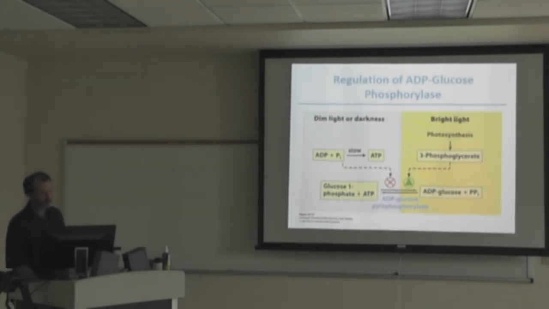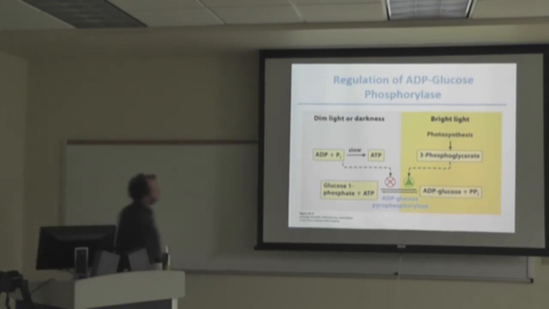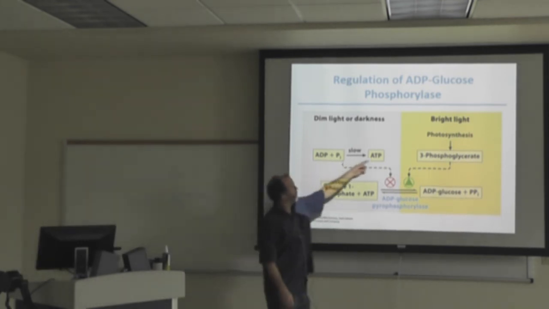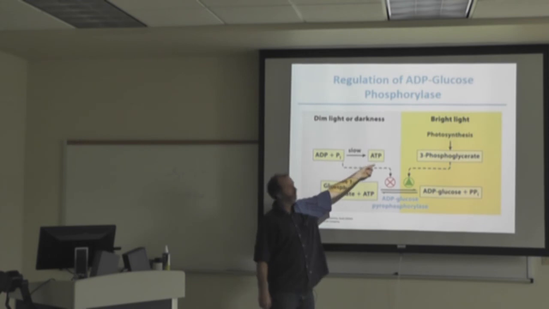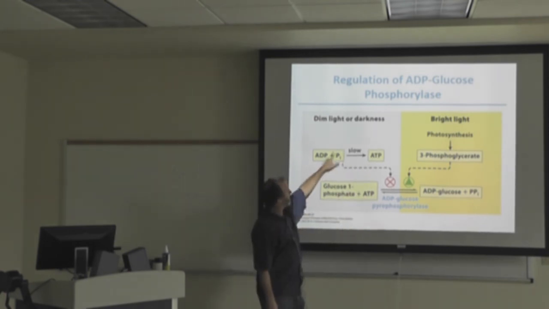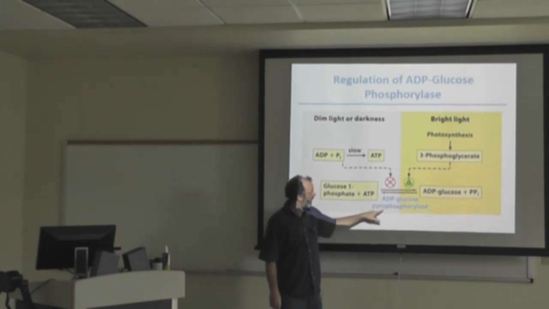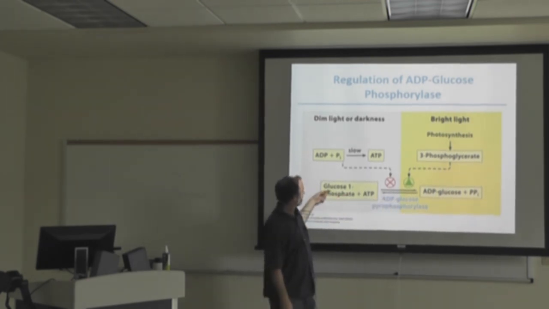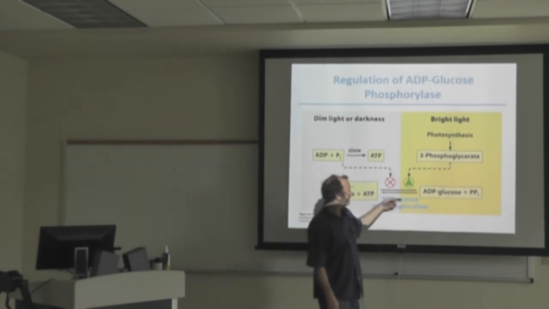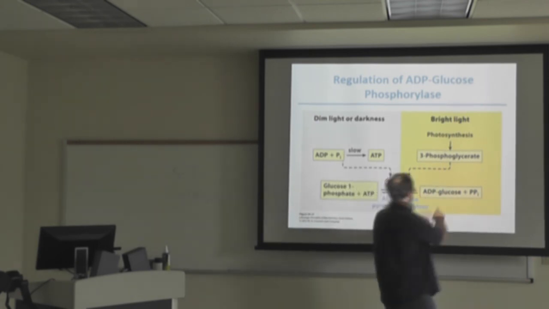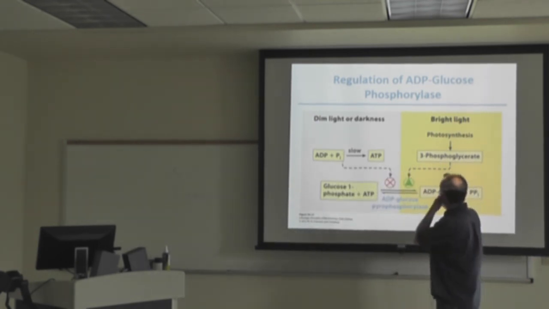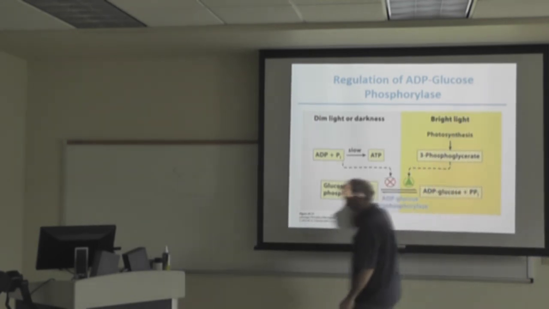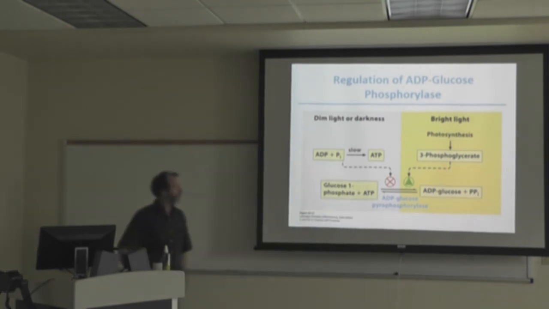And that regulation. This is slow in the dark, right? We're not using ADP to make ATP. So we have an excess of phosphate, which is going to block this ADP glucose pyrophosphorylase, and we'll shift it to glucose 1-phosphate and ATP. And we won't be making the ADP glucose and pyrophosphate, which is used to form the starch.